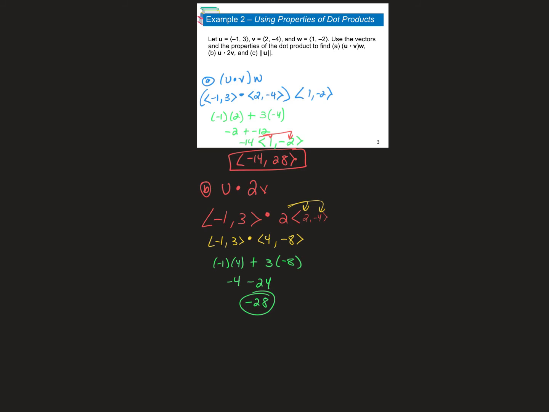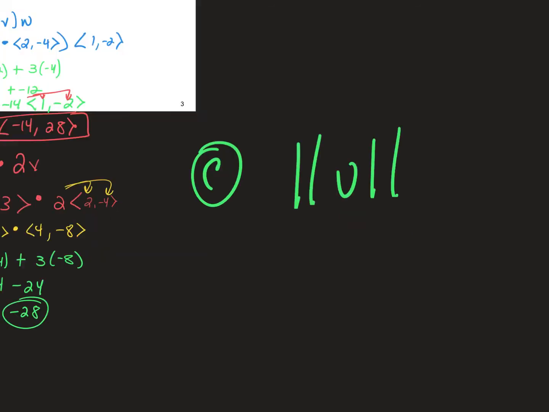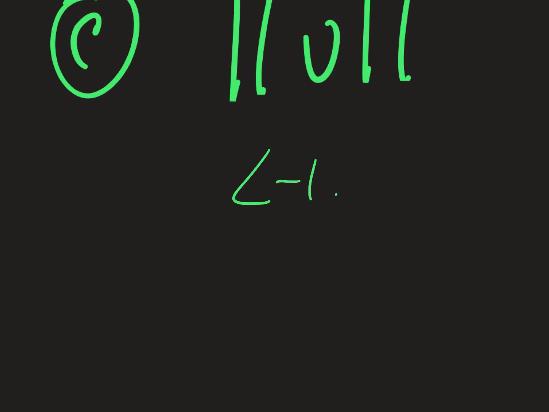Everybody's good? That's the magnitude, right? Okay, C says, what does that mean again? Magnitude. All right, what is U? What is vector U? Vector U is -1, 3.